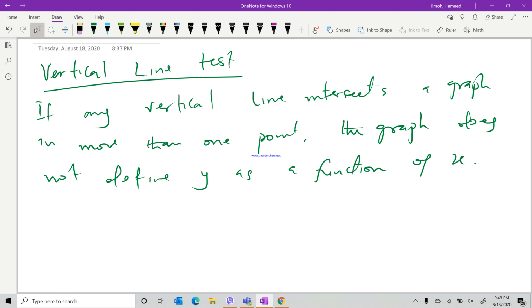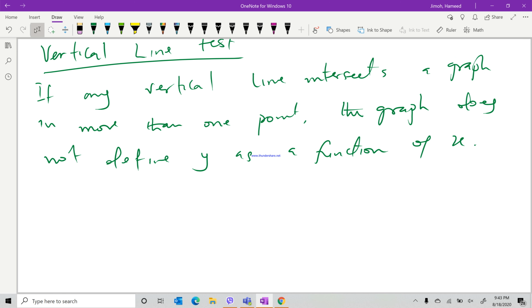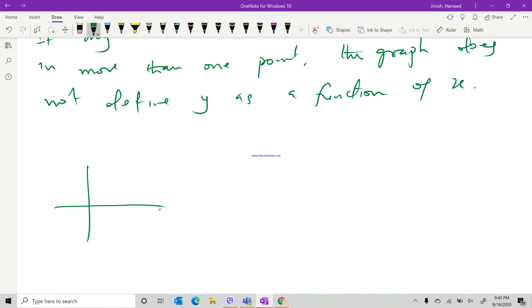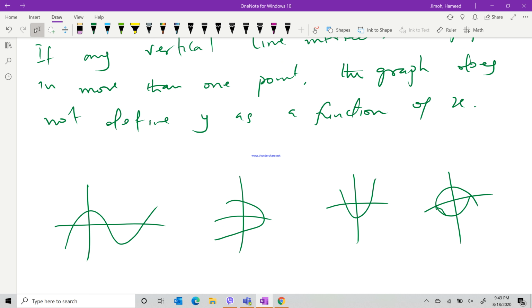To test this, we have what we call the vertical line test, which says that if you have a graph, let's give an example, let's say you have a graph that goes this way, or a graph that goes this way, or a graph that goes this way. One more example, let's say we have a circle. If you can draw a vertical line on this graph, and the vertical line cuts the graph at more than 1 point, then the graph does not define y as a function of x.